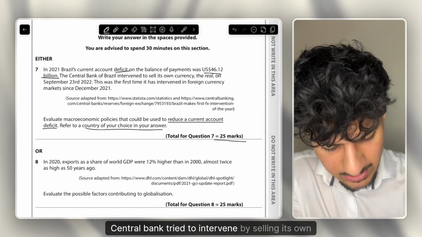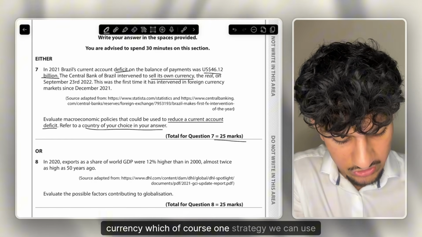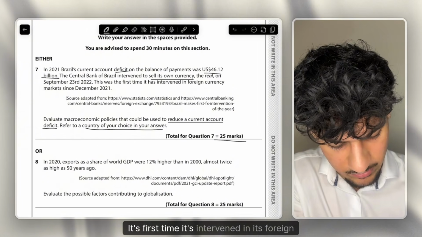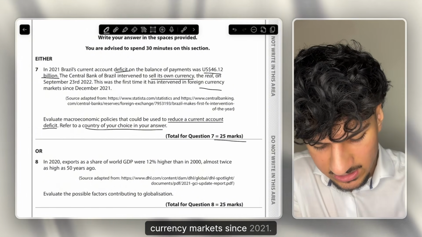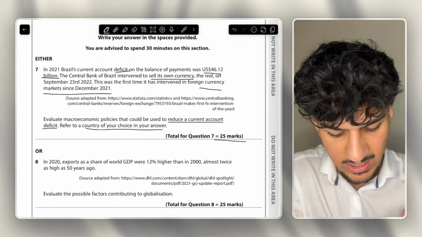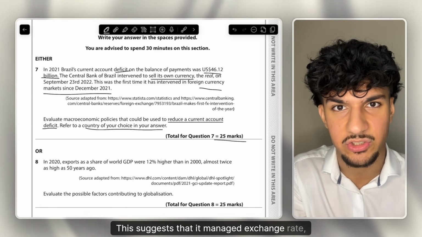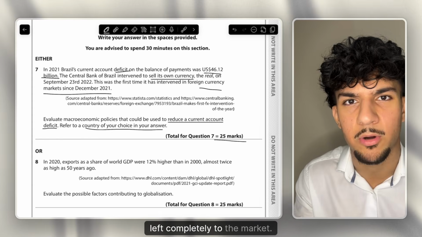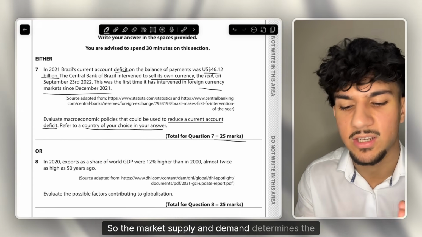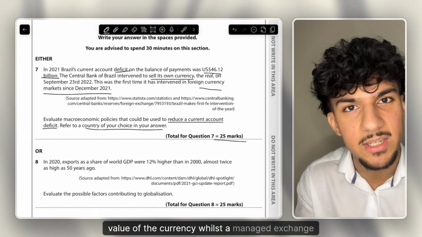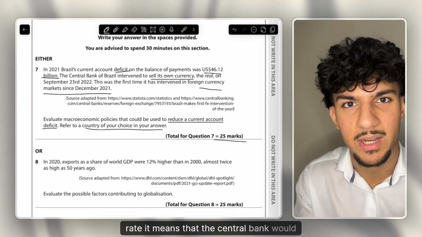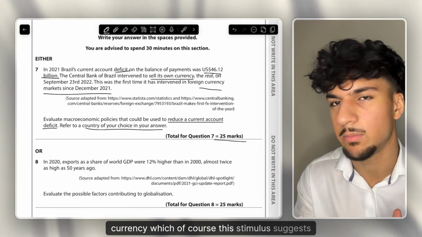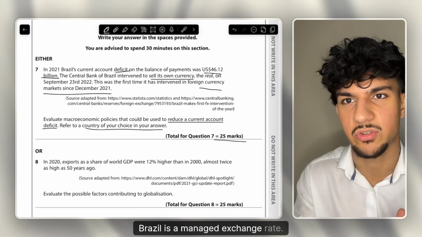The central bank tried to intervene by selling its own currency, which of course is one strategy we can use to reduce the current account deficit. It's the first time it has intervened in its foreign currency markets since 2021. What does that suggest? This suggests a managed exchange rate, doesn't it? If you can recall, a floating exchange rate is left completely to the market, so market supply and demand determines the value of the currency, whilst a managed exchange rate means the central bank would intervene to try to influence the value of the currency, which this stimulus suggests Brazil has.